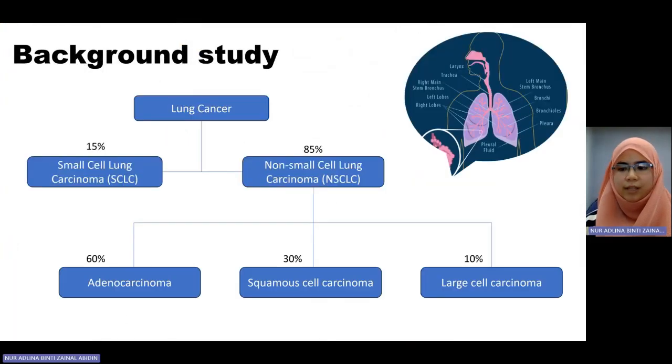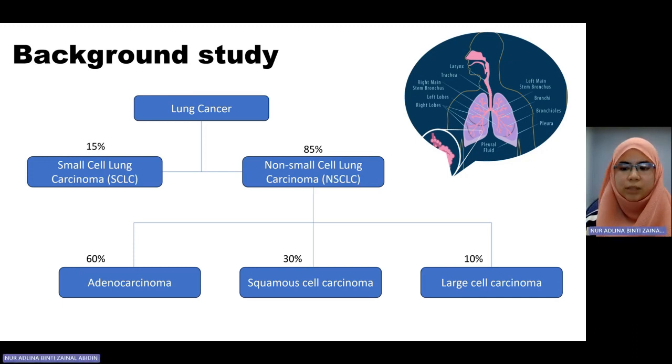Some background info on lung cancer. It can be categorized into two types, which are SCLC and NSCLC. SCLC is known as small cell lung cancer and NSCLC is known as non-small cell lung cancer. And as you can see, the rate of people diagnosed with NSCLC is higher, at 85%, in comparison to SCLC.